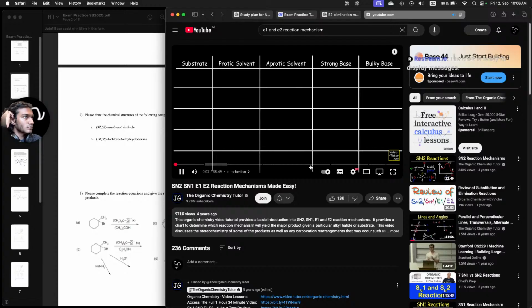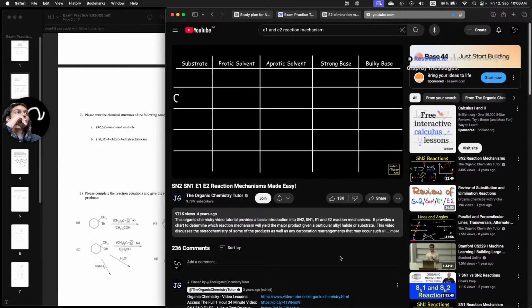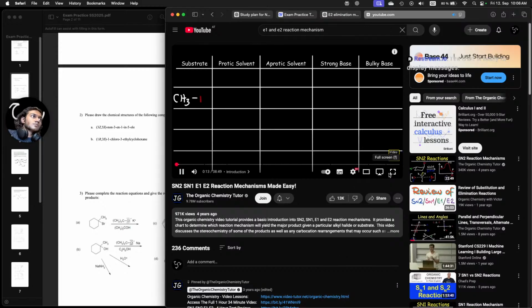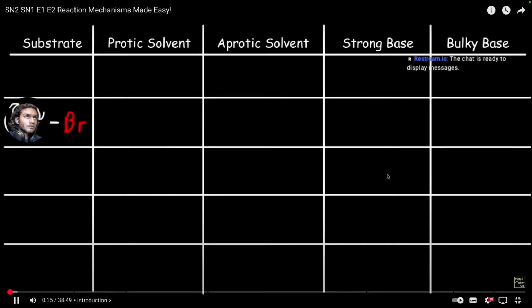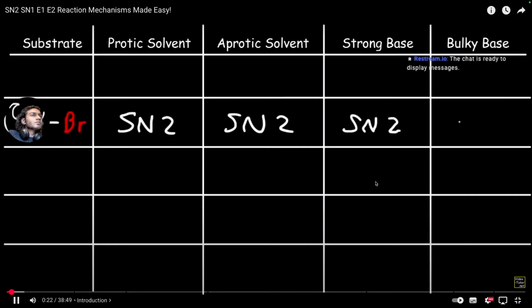In this video, we're going to go over SN1, SN2, E1, and E2 reactions. So the first thing you need to know is if you have a methyl substrate, for example, like methyl bromide, the reaction will proceed using an SN2 mechanism. It really doesn't matter what type of solvent we're using or if we're using a base, it's going to be an SN2 reaction.